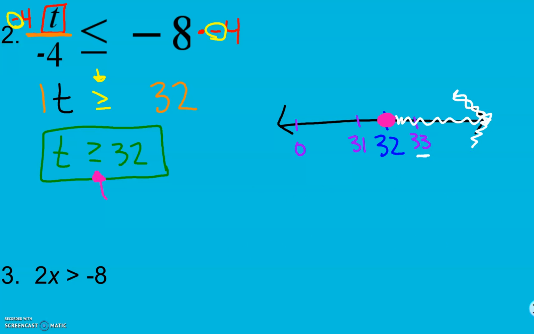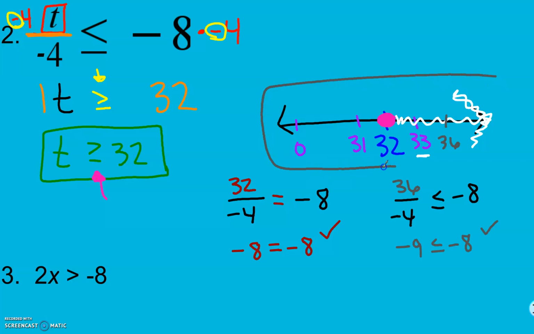And now we can check it. Here I plugged in my boundary point, 32, and got a true statement. And I picked a number bigger. I picked 36, which is a multiple of 4, so that I'd get a whole number. -9 is less than -8, so we are correct.